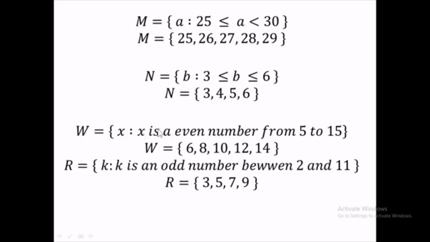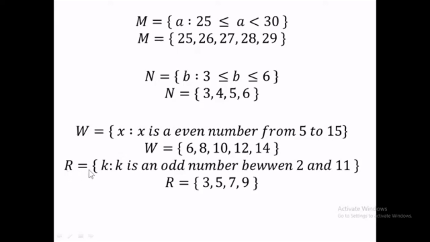Another way of setting a range set is having set W with X elements such that X is an even number from 5 to 15. We should know what an even number is. Even numbers are numbers that are divisible by 2, and those numbers are from 5 to 15. The first number should be 6, then 8, 10, 12, 14. So those are the elements in set W.